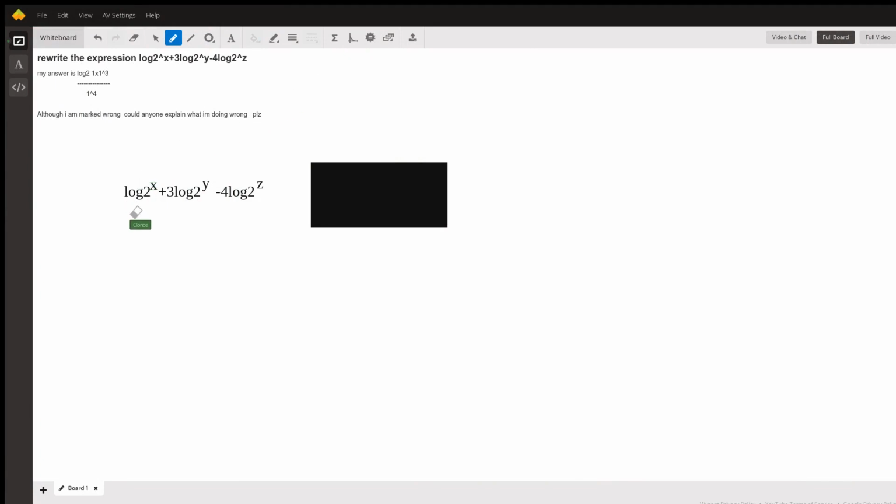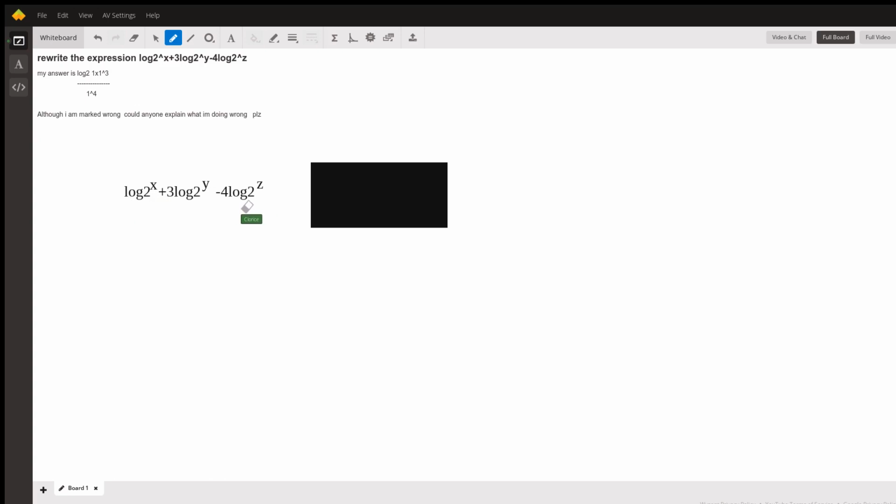First, you have your original problem: log 2 to the x power plus 3 log 2 to the y power minus 4 log 2 to the z power. Now, I'm assuming that this is the natural log or log base 10 or something like that, and not log base 2 to the x, based on how you wrote it.